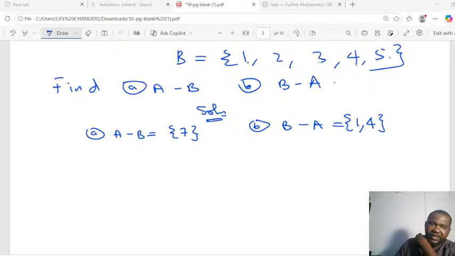Chinelo, there is no 7 in B. Elements that are in B but not in A. 7 is not in B, so 7 is not part of it.